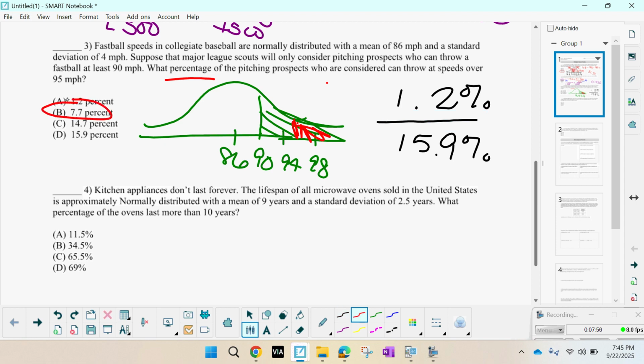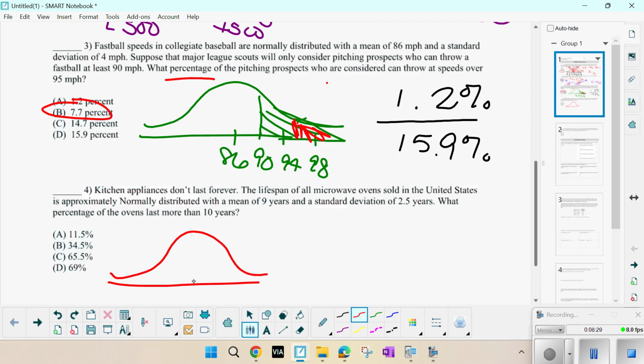Better be. Okay, number 4, kitchen appliances don't last forever. The lifespan of all microwave ovens sold in the U.S. is approximately normally distributed, with a mean of 8 years and standard deviation 2.5 years. What percent of the ovens last more than 10 years? Okay, very similar to the last one we just did. Let's go ahead and do a quick graph here so we can check to see if it is a standard deviation.